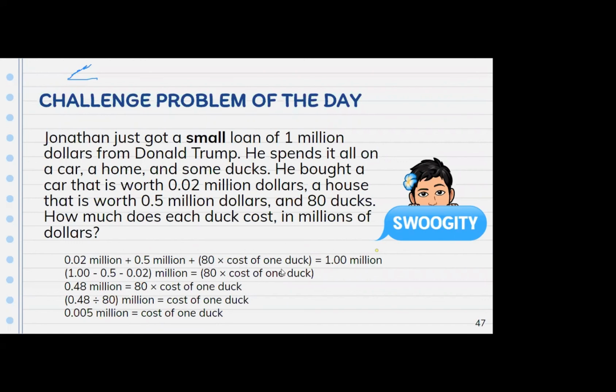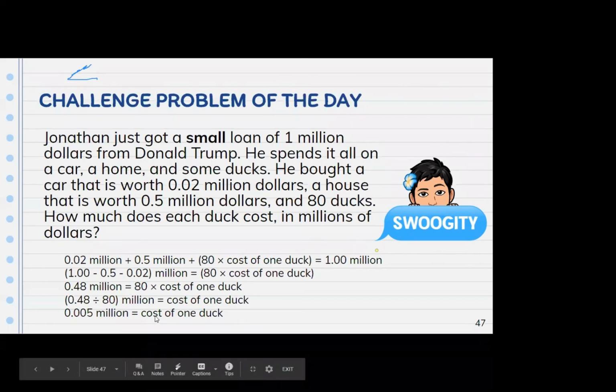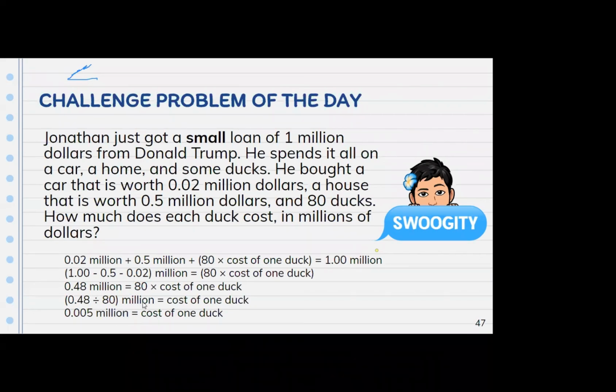So how do we do this? We first subtract 0.02 and 0.5 from the million. So now it's 0.48 million equals 80 times the cost of one duck. And then 0.48 million divided by 80 is equal to the cost of one duck. So each duck costs, I think, $5,000.